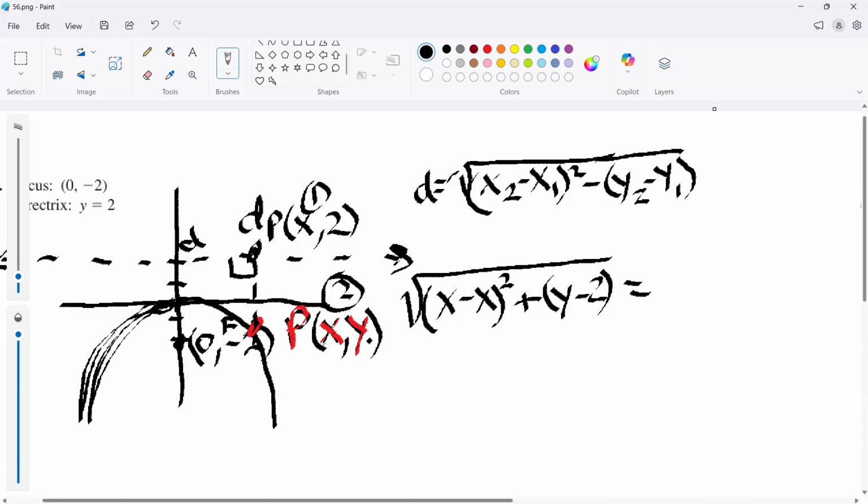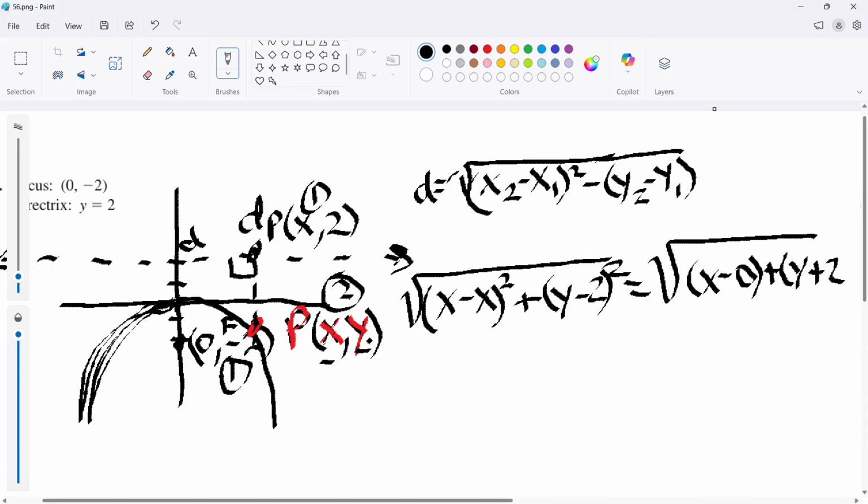Equals. Now I'm going to do the distance between point P and the focus. I'll call this 2 and this 1 in this case because I want this x and this y to be the first things, the positive ones. So I take the square root of x2, which is x, minus x1, which is 0, plus y2, which is just y, minus -2, which is plus 2. And by the way, I forgot to put the squared. Why didn't you tell me this? And the squared. And the squared. All right, x minus 0 squared is just x squared.